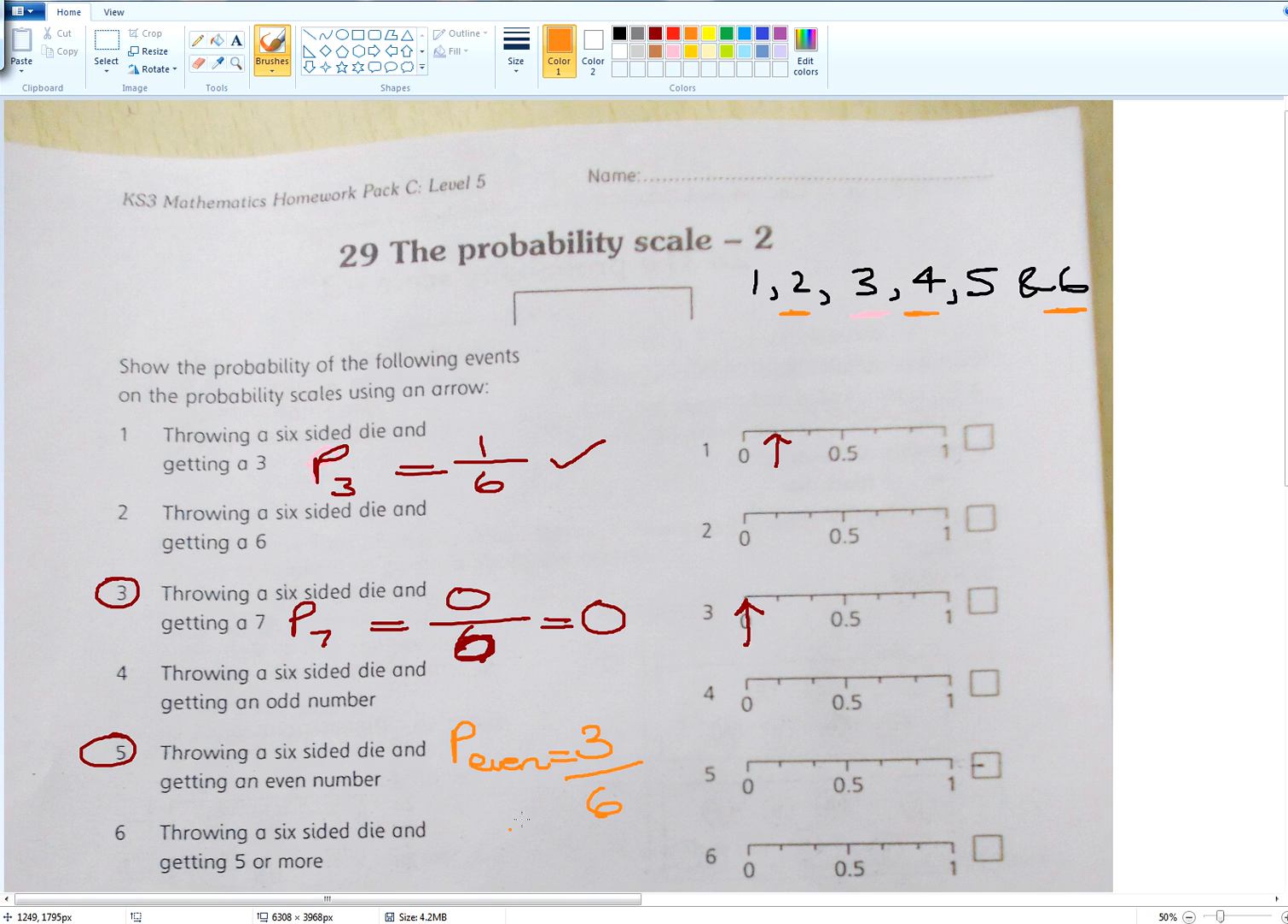And 3 out of 6 will simplify down to 0.5 or a half. So divide that by 3, divide that by 3. So that gives you a half. Because we're doing a fraction, yes, a half is equivalent to 0.5. So it gives you exactly in the middle, 0.5. You can put the arrows on the top as well if you like on your diagrams. That's not a problem.